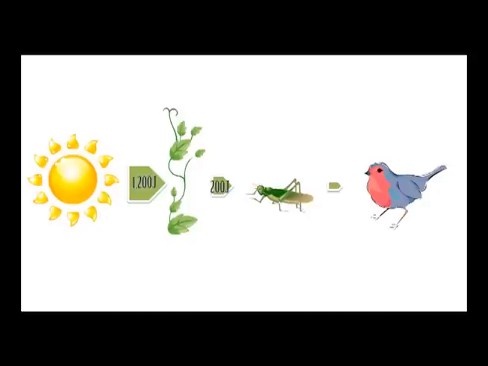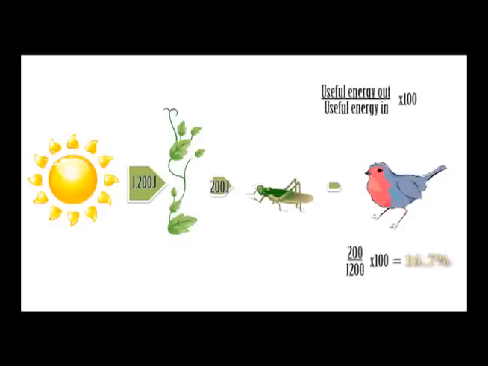If you look at this example, you can see that 1,200 joules of energy is absorbed by the plant. Of this, 200 joules is transferred to the grasshopper. The efficiency is therefore the energy transferred out, 200 joules, divided by the energy transferred in, 1,200 joules, multiplied by 100. This shows the energy efficiency at this stage to be 16.7%.